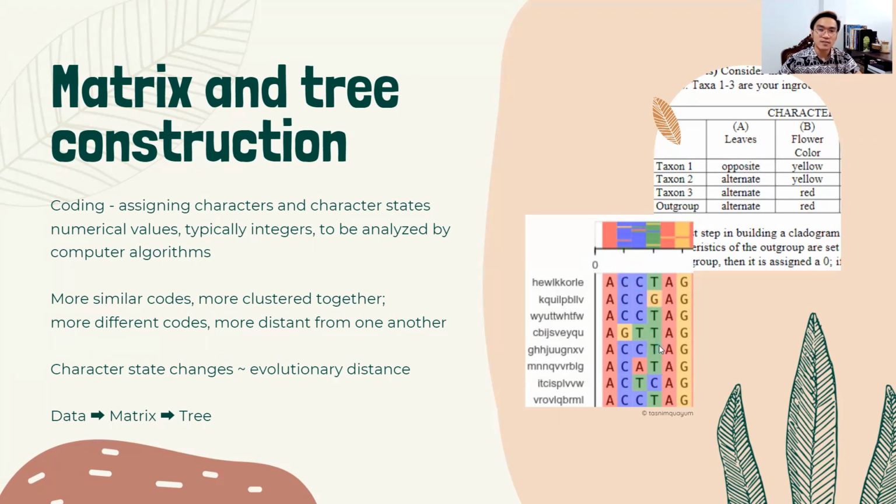So what we do after creating the matrix is we code the character states. We transform the character states into numbers or integers, be it morphological data or, in this case, molecular data. Especially for big data sets, like those with a bigger taxon number and bigger character number, you may need the help of computers to make sure that they are analyzed more efficiently.